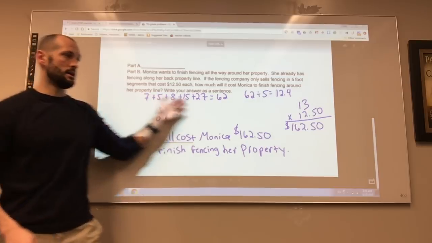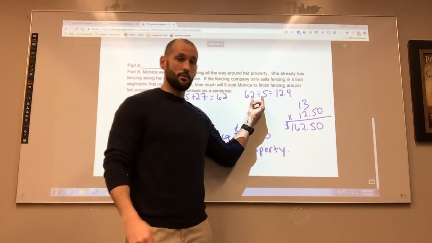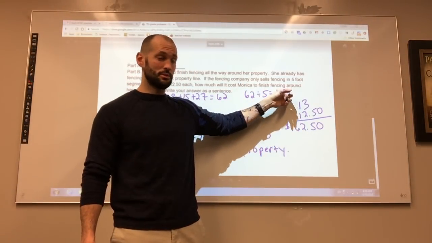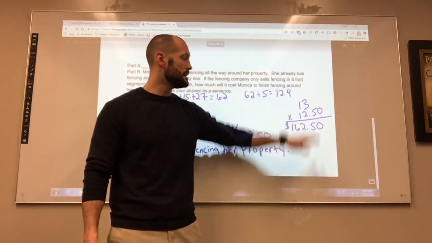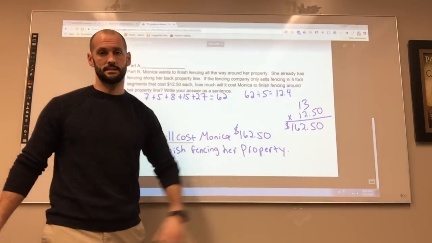Easy beginning, add all the way around, divide by what you can buy them in, conceptual knowledge and real world application of, hey, got to buy the whole 13. What does it cost? Say it in a sentence.